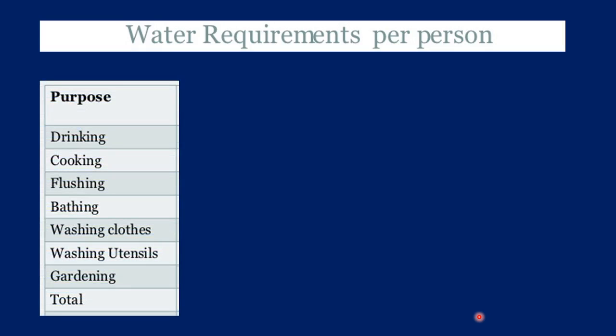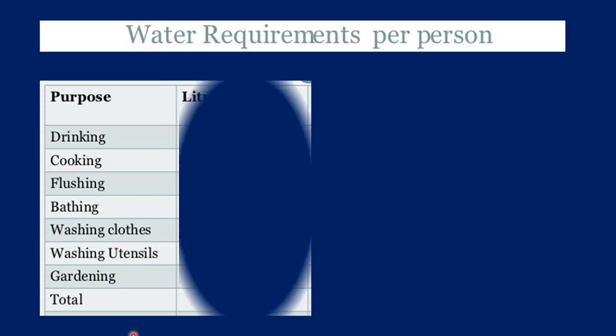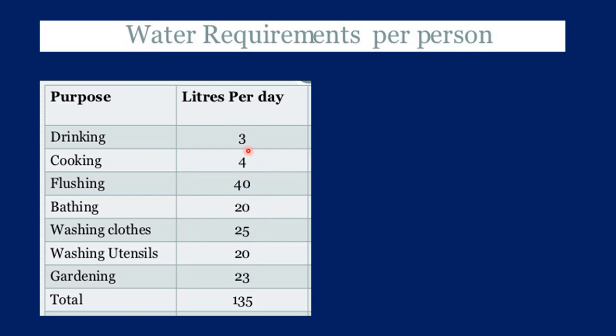So this chart gives us the water requirements per person. It is categorized under different categories: drinking, cooking, flushing, bathing, washing clothes, washing utensils, gardening. A person requires about 3 liters per day for drinking and about 4 liters for cooking, flushing about 40 liters, that is toilet and bathrooms, bathing about 20 liters, washing clothes, if you use washing machines, about 25 liters, washing utensils about 20 liters, and gardening around 23 liters.